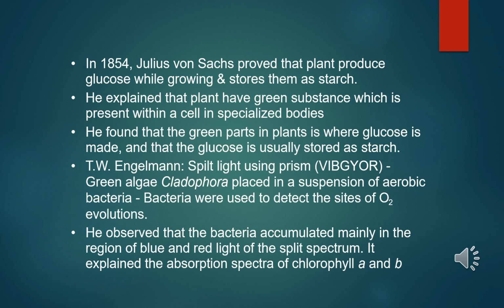T.W. Engelmann split light using a prism into VIBGYOR, as you all know, and placed the green alga Cladophora in a suspension of aerobic bacteria. Bacteria were used to detect the sites of oxygen evolution, meaning aerobic bacteria will gather around the part where oxygen is evolved. He observed that the bacteria accumulated mainly in the regions of blue and red light of the split spectrum. It explained the absorption spectra of chlorophyll a and b.